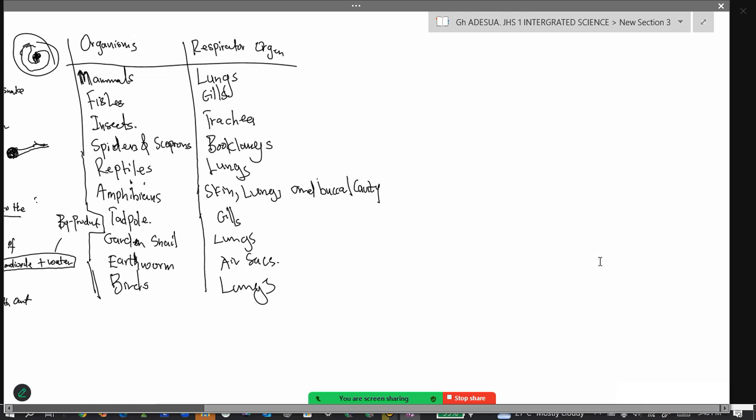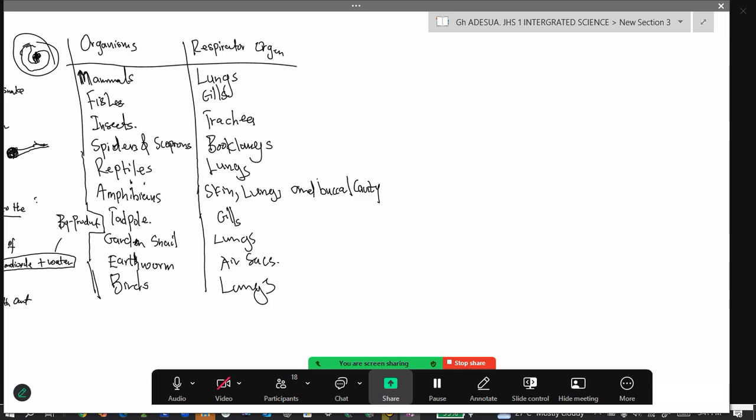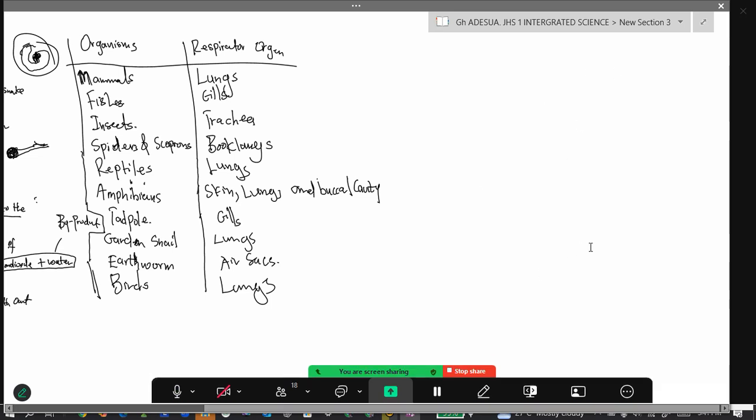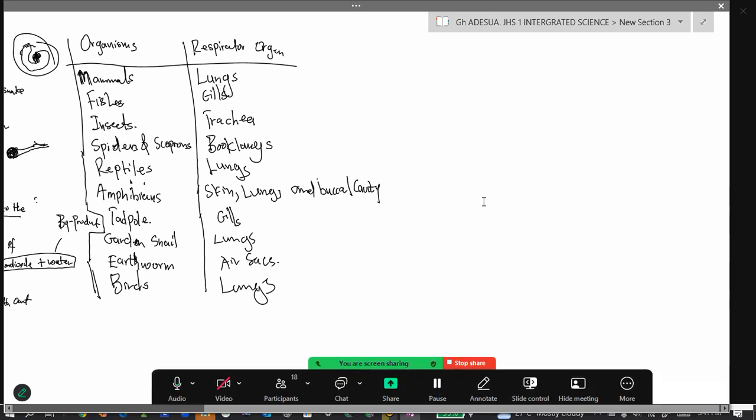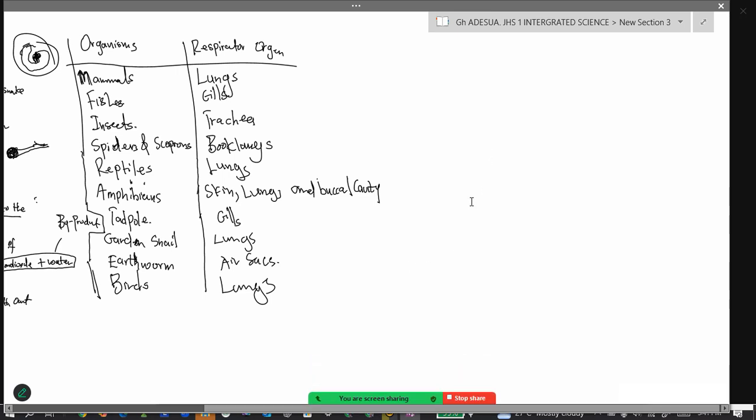We are going to take a look at the human respiratory system. For human beings, we have an entire system that is responsible for respiration. Remember that in our previous lectures we talked about levels of organization, right? We said we had cells. Cells come together to form what?